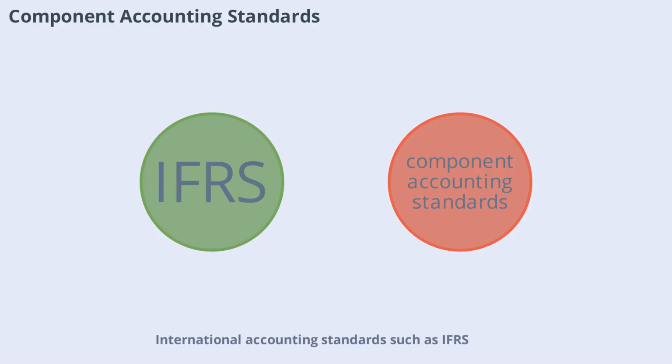International accounting standards such as IFRS require component accounting for property, plant, and equipment when components are significant. These standards set clear guidelines for identifying, valuing, and depreciating components, ensuring consistency across companies and industries. Adhering to these standards is essential for compliance and comparability.